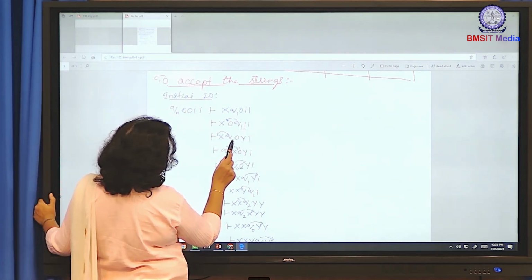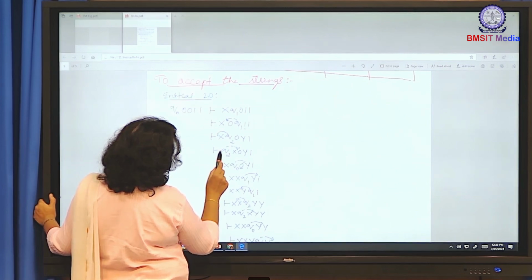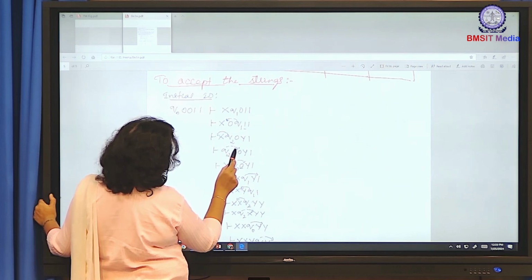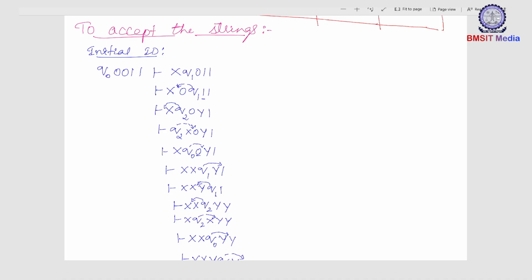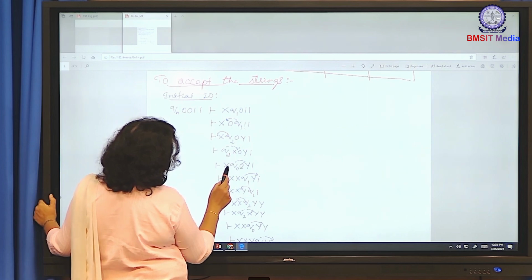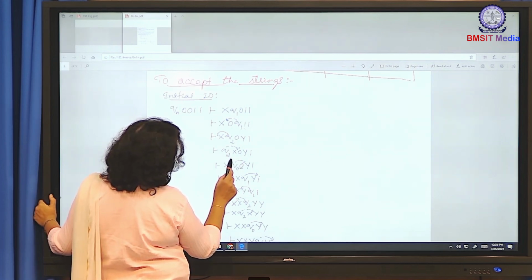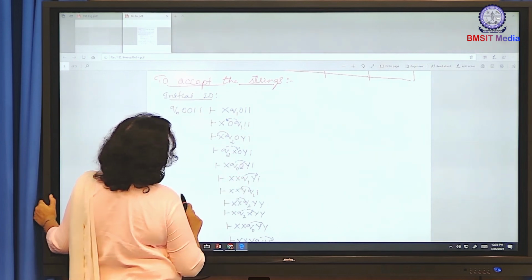Now what do I see? Q2 on 0. When I see Q2 on 0, I have to make a move left. I come here, Q2 on X. See the transition, Q2 on X is Q0. So change the state to Q0 and move right: X, Q0, 0, Y, 1.